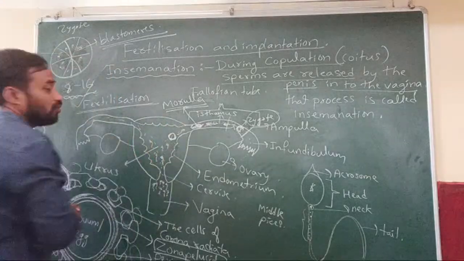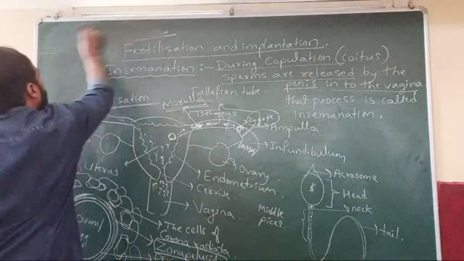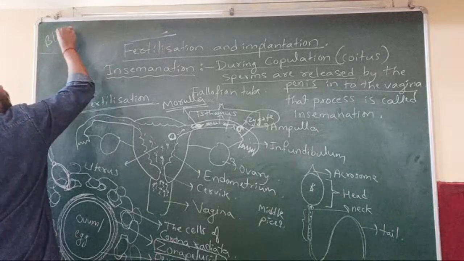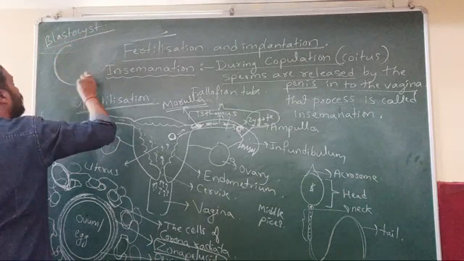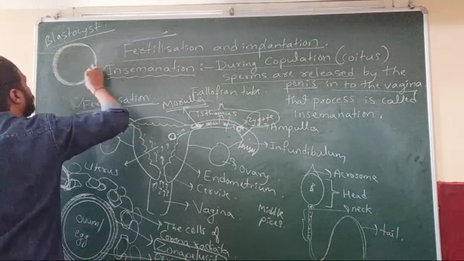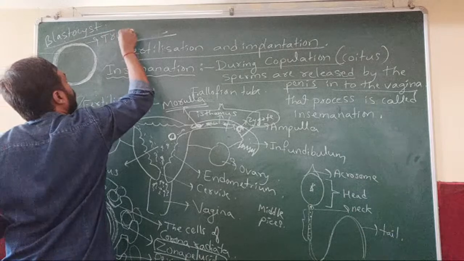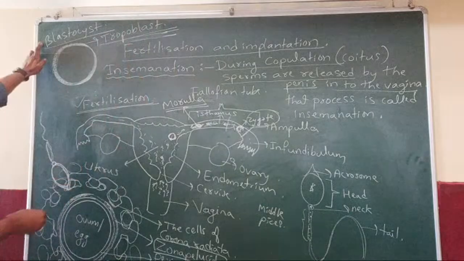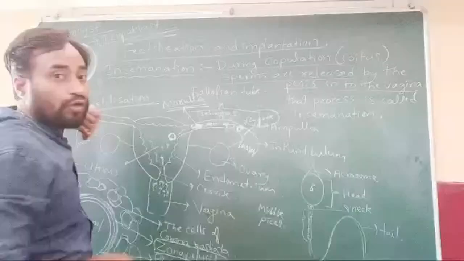The structure of the blastocyst is quite different. See, outside the blastocyst, there is one layer called trophoblast. The outer layer is called trophoblast.